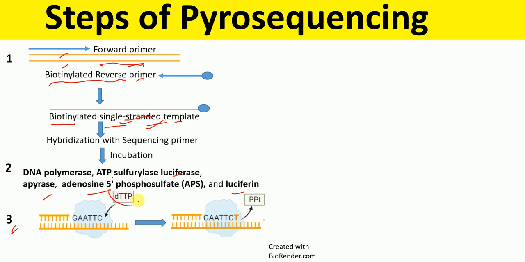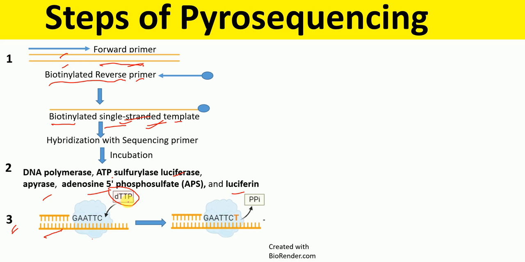In the third step, the first dNTP is added to the reaction, and DNA polymerase catalyzes the addition of the dNTP to the sequencing primer if the dNTP is complementary to the base in the template strand. This is our template strand, this is biotinylated, and if this dNTP is complementary to the base in the template strand, then DNA polymerase catalyzes the addition of dNTP to the sequencing primer.